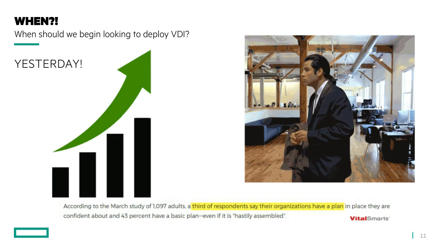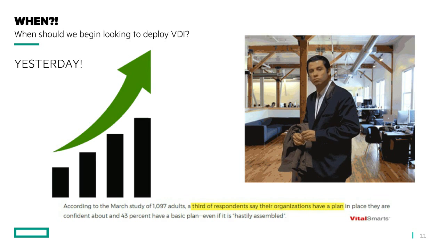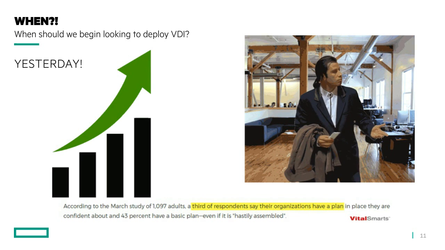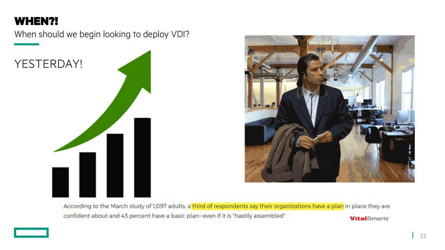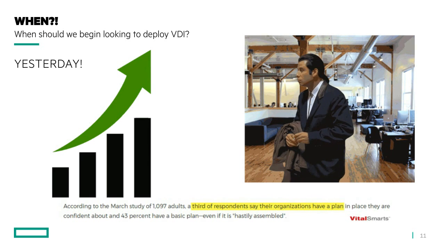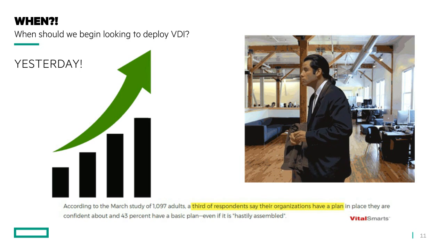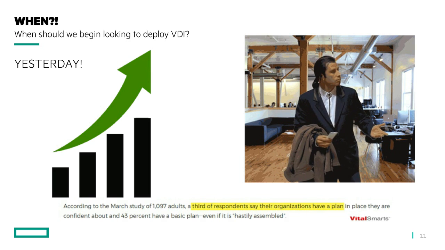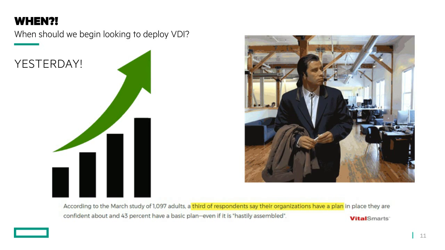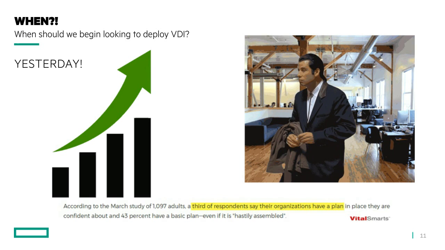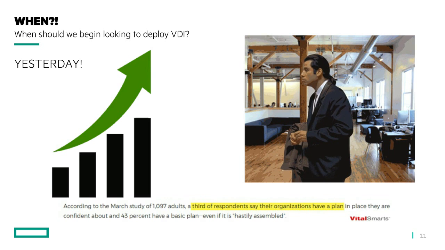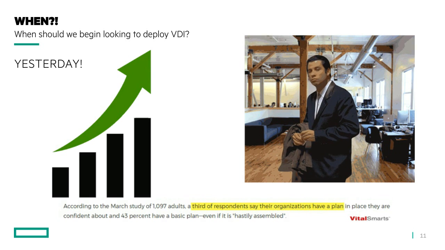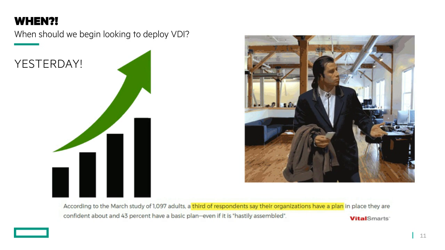You're going to walk in. What happened? Where is everything? Right. So one of the studies that I saw by Vital Smarts was in March. Just last month, they did a study of just 1,100 adults, and only a third of them said that their organization even had a plan, and 43% said that they had a basic plan, even if it was hastily assembled.